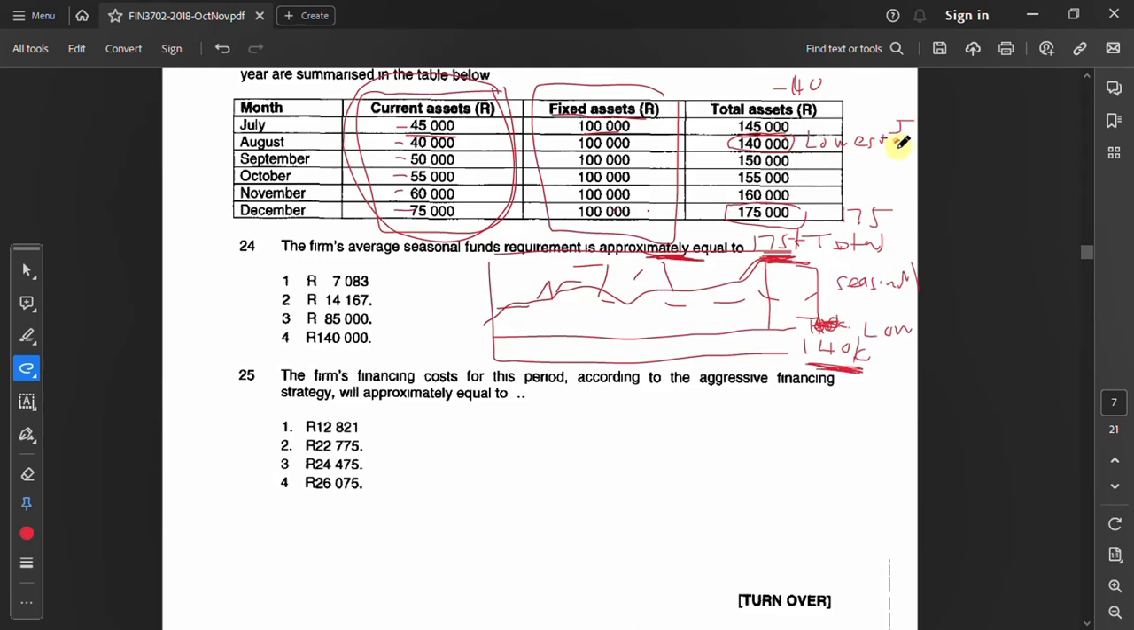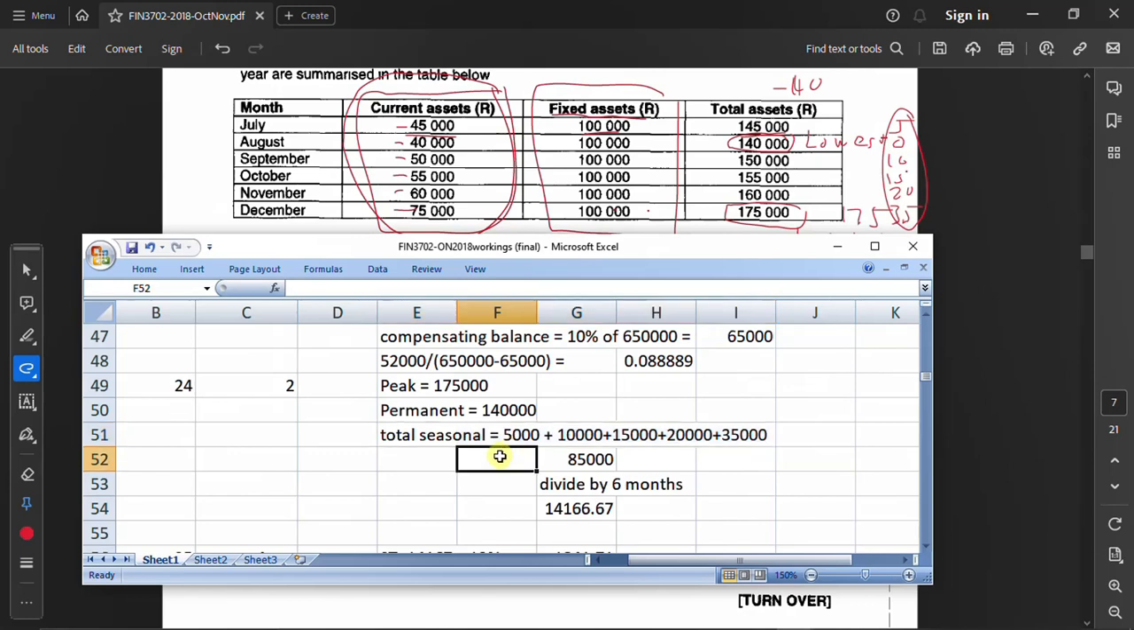Let's just read this again. S's total funding requirements for the operating assets vary from a minimum of 135 to a seasonal peak of 1125, which is the 135 plus the 900,000, which is the total. So the lowest point in this example is the 140, and the highest point is the 175.